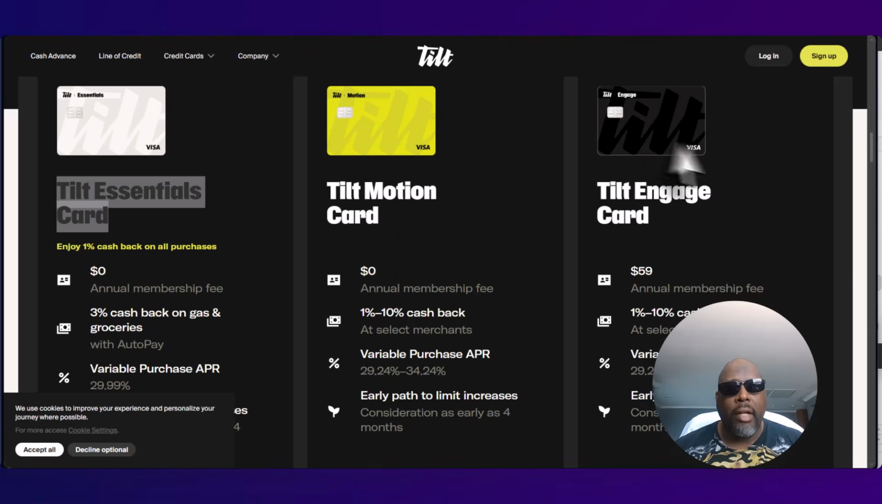So if you have bad credit, then you're going to start out with this Tilt Engage card. As you can see here, the difference is a $59 annual fee. However, for all these cards, they give you up to 4 opportunities to increase your limits. The reason I'm pointing this card out is because it uses Advantage 4. So you don't get a hard pull; you can pre-qualify for this card to see which one you qualify for. Once you accept the card, they will do a hard pull.